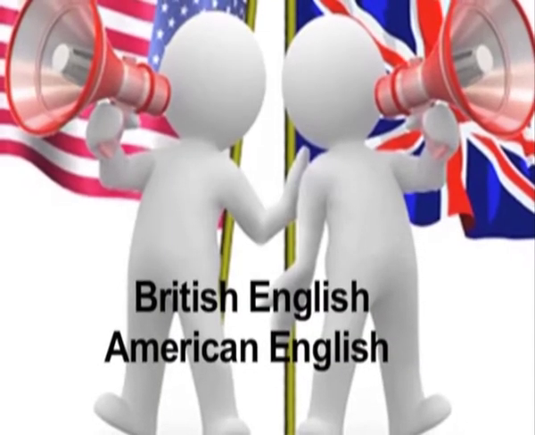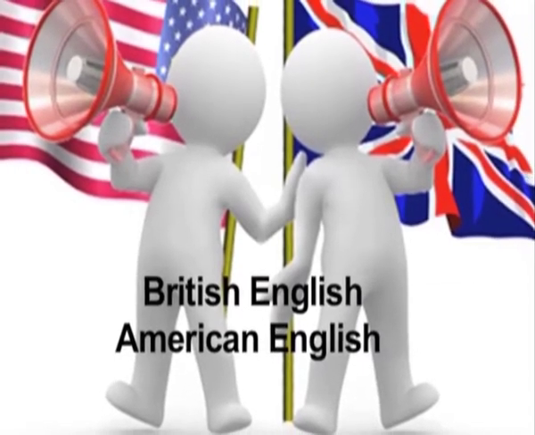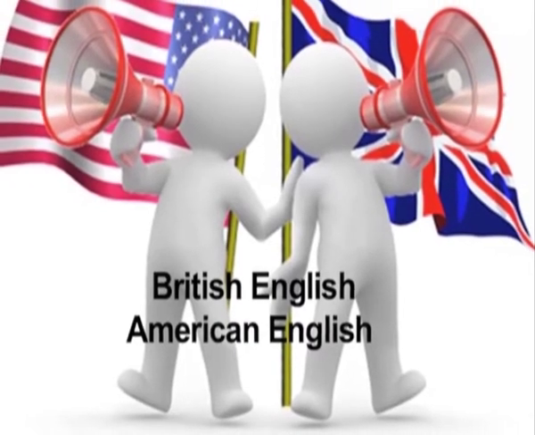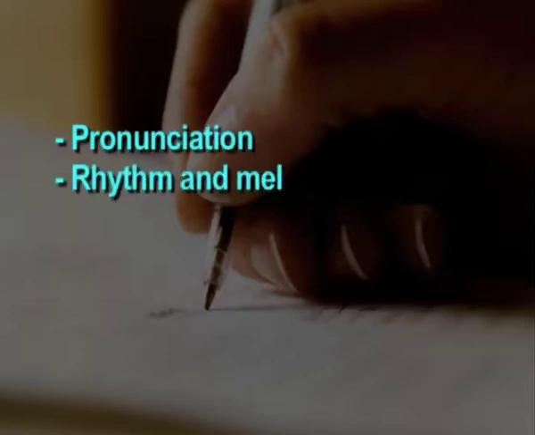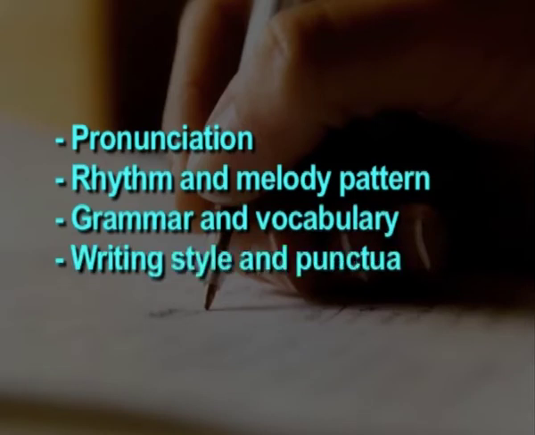So far as British and American English are concerned, many of us just know about the difference in pronunciation and spellings. In fact, there are so many factors which differ in both the languages. There are so many aspects that they have variation in, factors like pronunciation, rhythm and melody pattern, grammar and vocabulary, writing style and punctuation, etc.